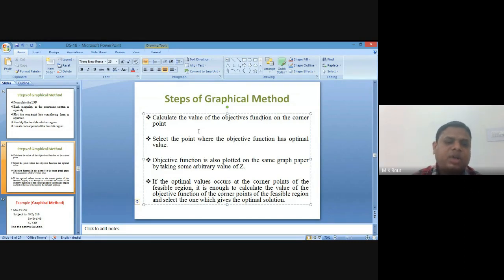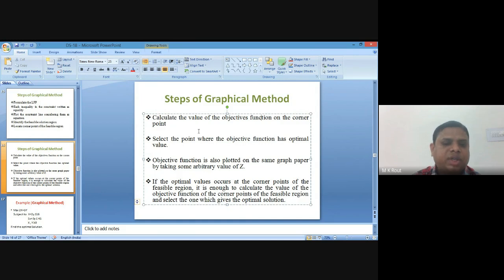And the last one is, if the optimal value occurs at the corner point of the feasible region, it is enough to calculate the value of the objective function at the corner points of the feasible region and select the one which gives the optimal solution. So this is the whole set of steps of your graphical method. Starting from formulating the linear programming problem, each inequality in constraints written as equalities, plot the constraint lines considering them as equations, identify the feasible solution region. The next is locate the corner points of the feasible region, then calculate the value of the objective function, then select where the objective function has the optimal value.